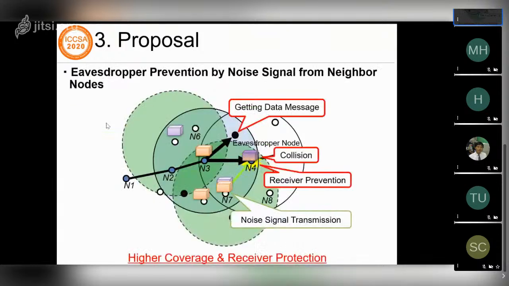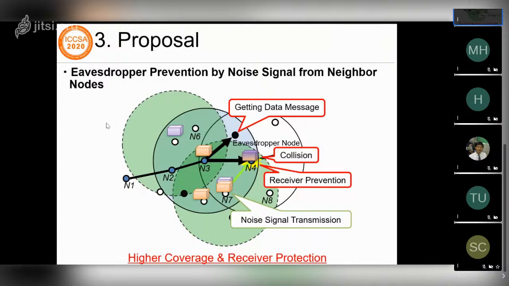Here, the problem to be solved is which neighbor nodes should transmit noise signals. If an eavesdropper node is in an overlapped area of signal transmission areas of both the sender node and the noise signal transmitting neighbor node, its overhearing is prevented by the resulting collision. Hence, higher coverage over the signal transmission area of the sender node by noise signal transmission areas is required.